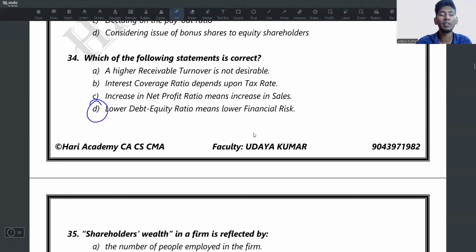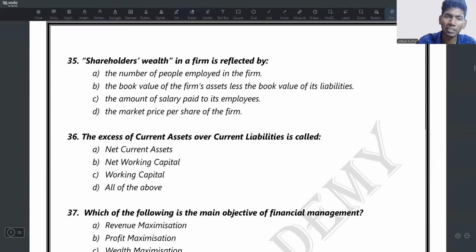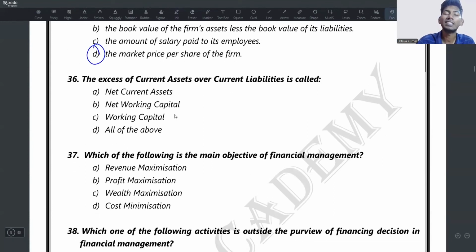So moving to question number 35. Shareholders' wealth in a firm is reflected by the market price per share of the firm, right? Moving to question number 36. The excess of current assets over current liability is called.